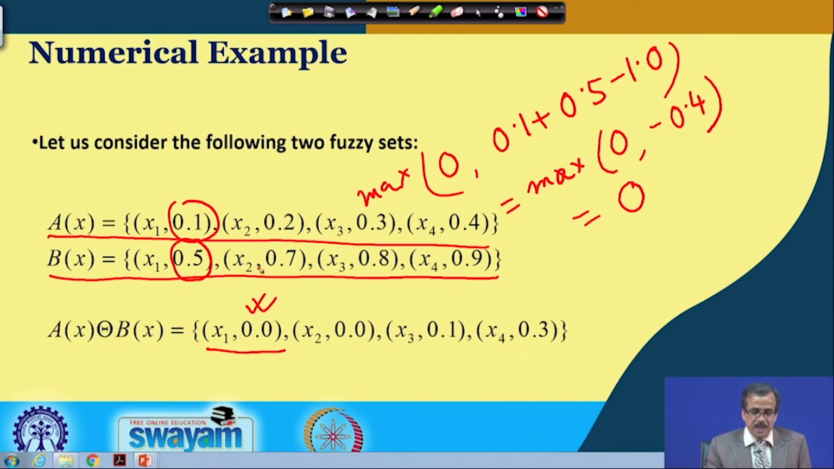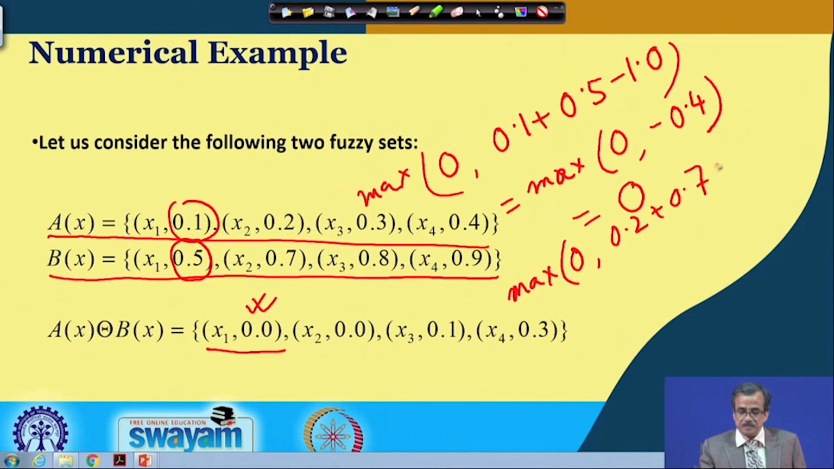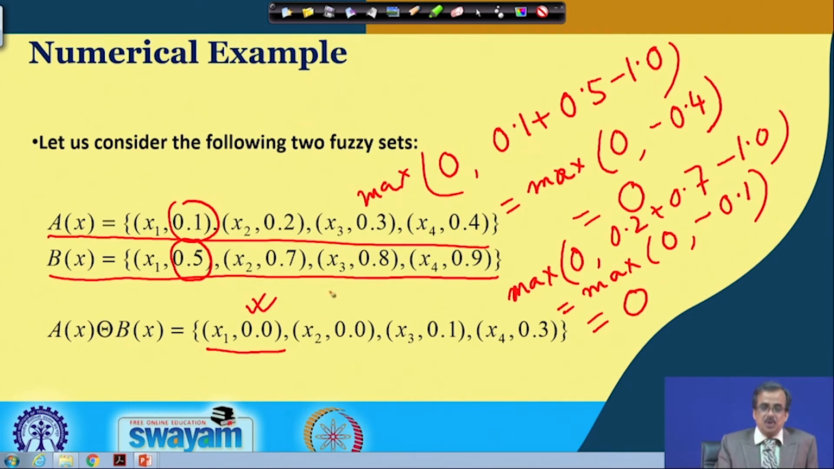Then corresponding to x2, what you will have to do is, you will have to find out the maximum between 0 and 0.2 plus 0.7 minus 1.0. So, this is nothing but the maximum between 0 and 0.9 minus 1.0. So, this is nothing but minus 0.1 and the maximum value is 0. So, corresponding to x2, there will be 0.0.